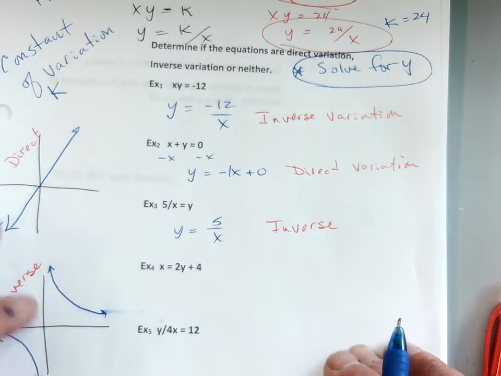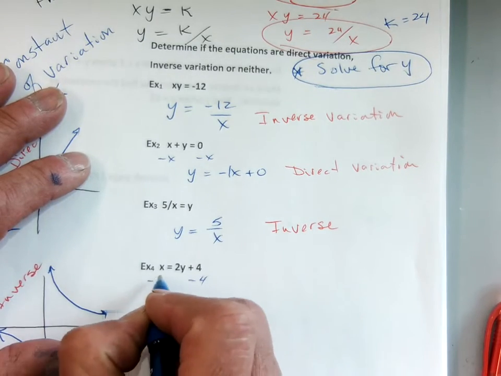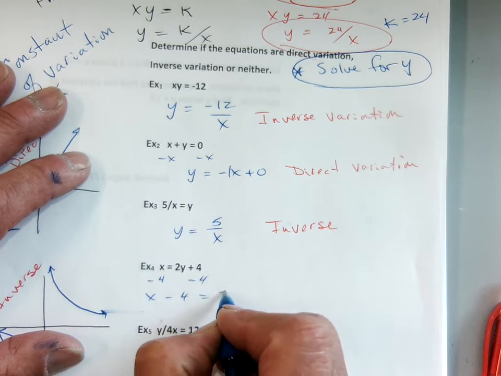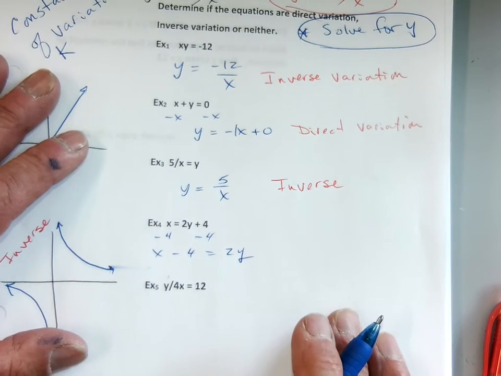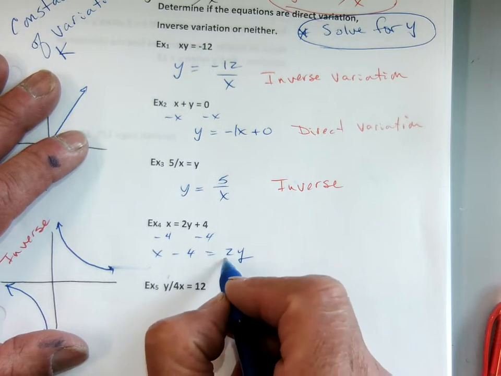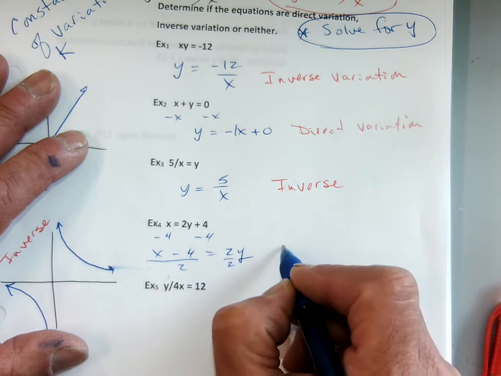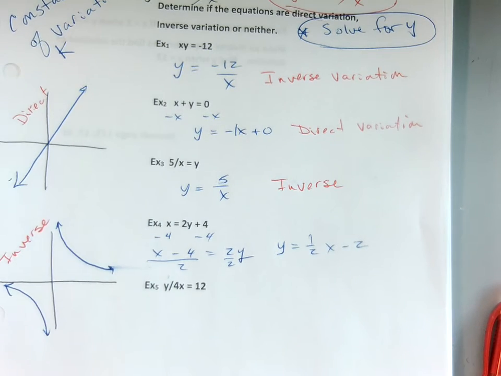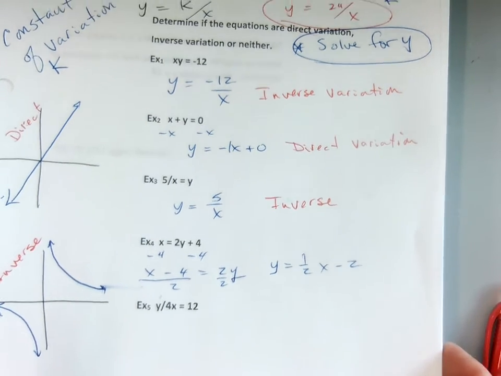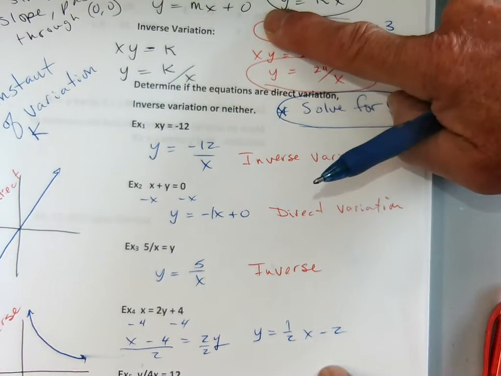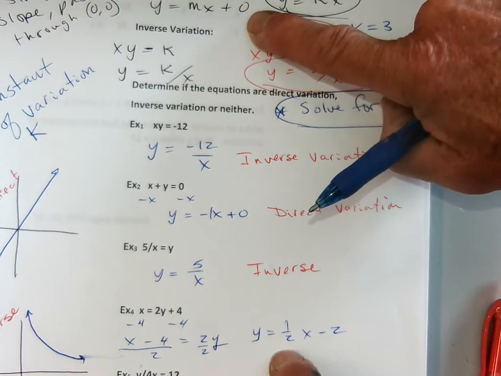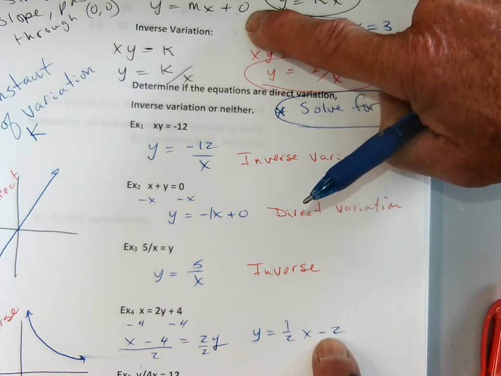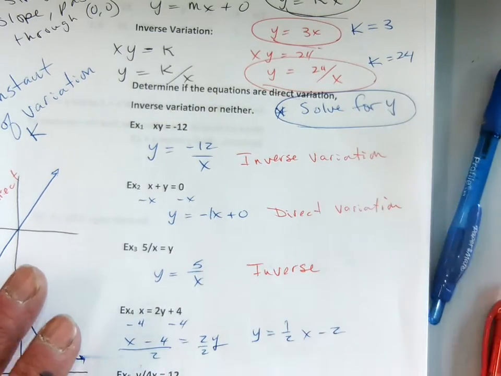Example 4, to solve for y, I'm going to subtract 4x, so subtract 4x equals 2y, right? I'll divide everything by 2, and I'll have y equals 1/2 x minus 2. It's neither. It has a slope, but it's supposed to go through 0. So this one's neither, because it doesn't start at the origin. So I'm going neither with this one, okay?